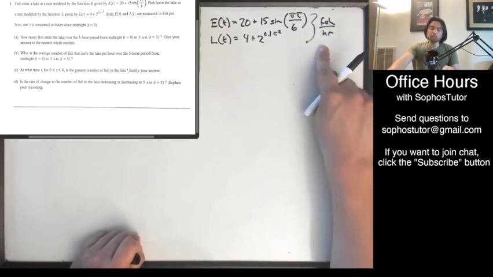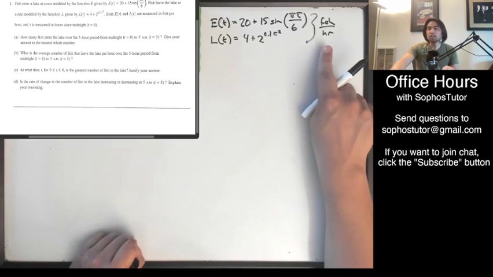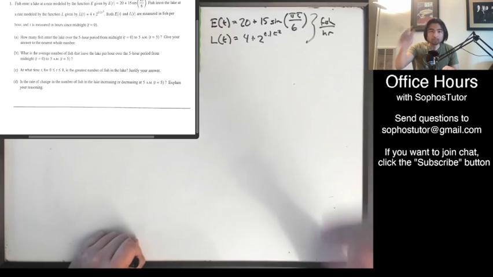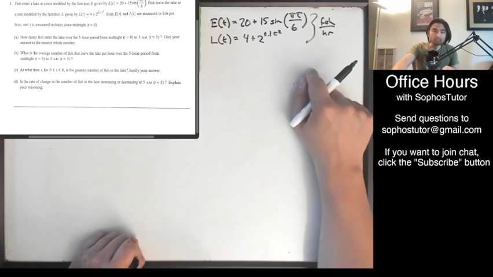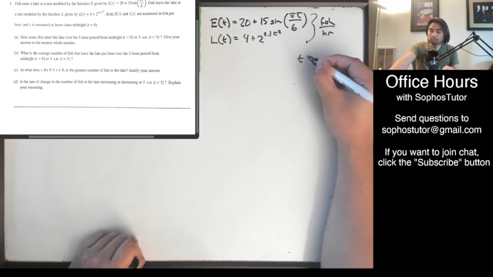So both of these functions are in fish per hour. It's really important that we know how to note the units, because by noting units, we can determine whether we should be taking derivatives or antiderivatives of this function. Okay. And t is measured in hours since midnight. Right, and so t equals 0 is midnight.